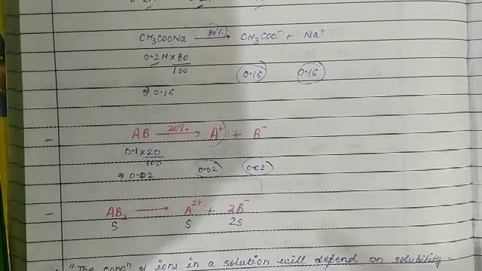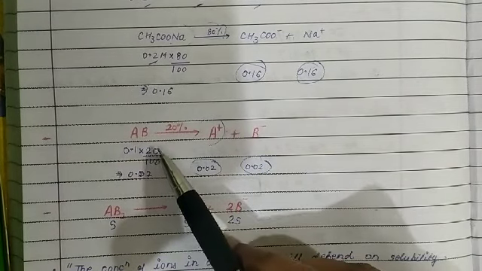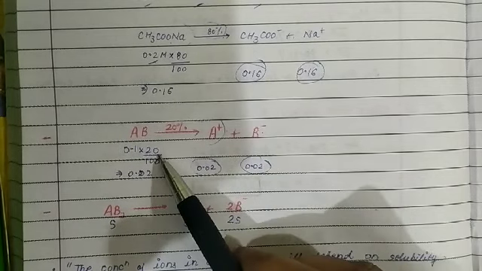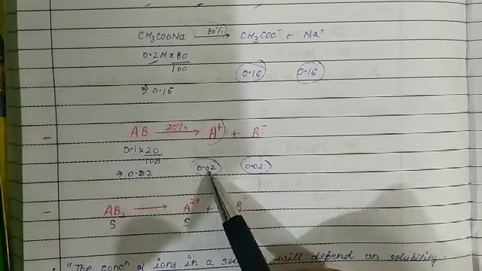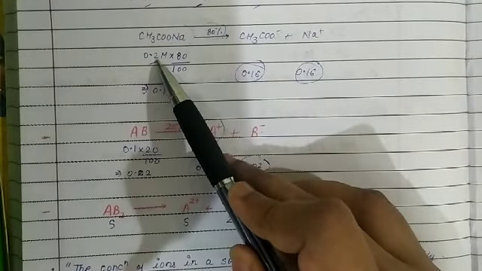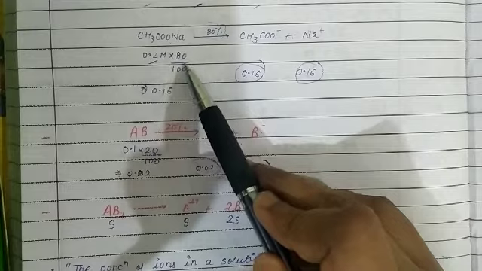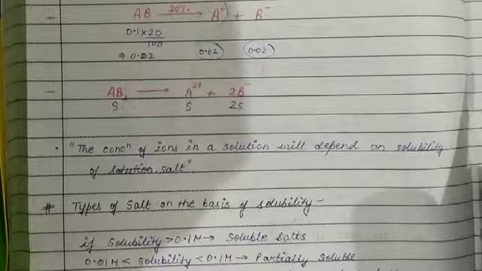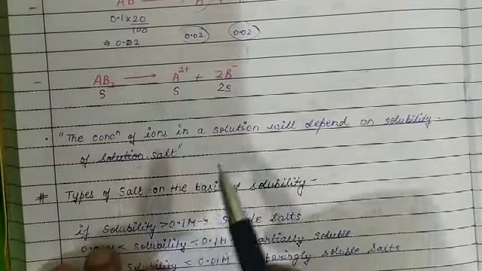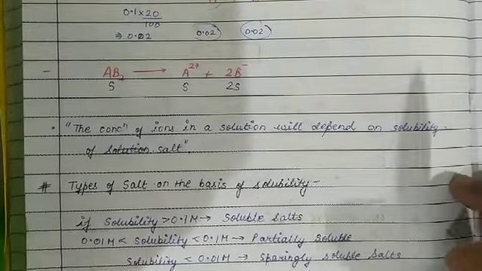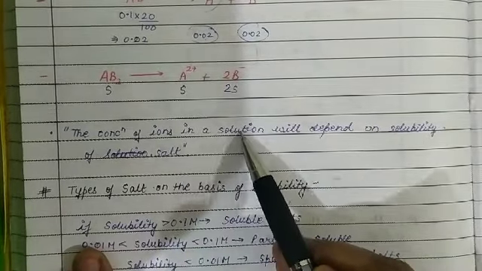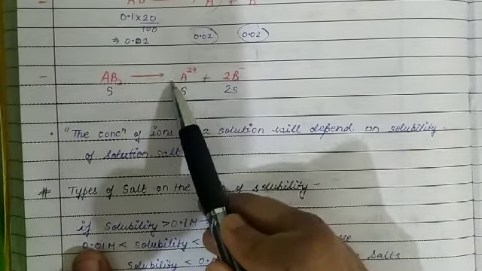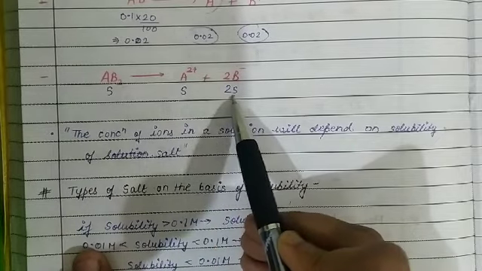So basically the percentage of salt which is soluble forms the concentration of ion. Like 20% means the concentration of ion will be 20% of 0.1. Like 0.2 initial salt means 80% is dissolved, so 80% of 0.2 is the concentration of ion. For example, AB2 with solubility S breaks into A2+ and 2B-. As the coefficient of A is 1, it will be S, and 2S for B according to the coefficient.